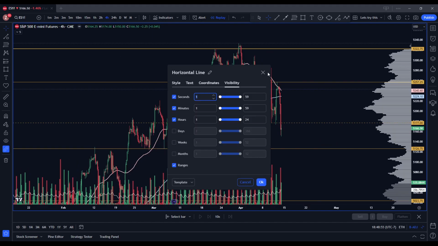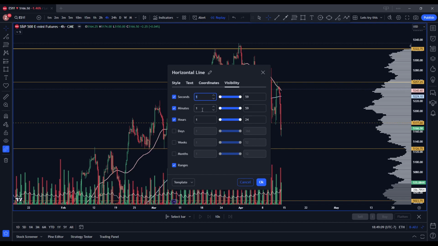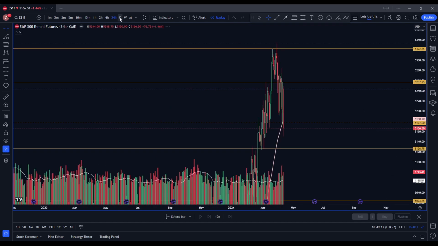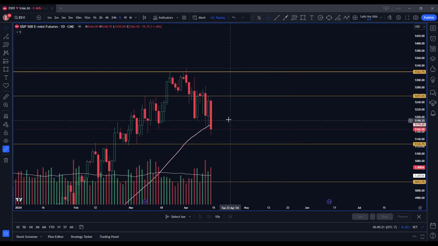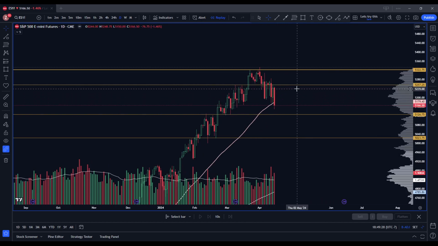One thing you notice here is a great thing about these templates. For example, when I go on this line, the 4 hour level we just plotted here is not visible on the daily and the weekly chart. So if I go out to the daily chart, it's not there. When I'm on a higher time frame looking at price action, I'm able to have a cleaner looking chart.